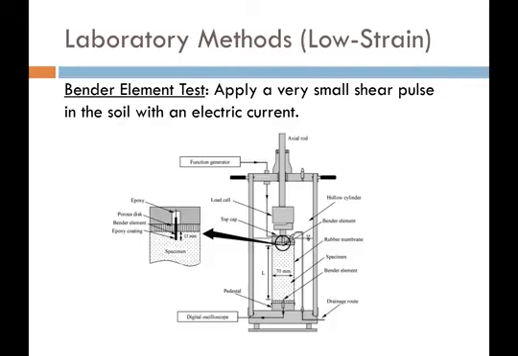The first test I want to talk about is what's called a Bender element test. Bender elements are essentially just little electrodes at the top of the soil sample and at the bottom of the soil sample. We can put them inside of triaxial tests. We can put them inside of direct shear tests. We can put them inside of just plain containers. But all that matters is that we have an electrode on the bottom and an electrode on the top. And what we're going to do is we're going to run an electric current through the soil, and through which we're going to apply a very small but controlled and measured shear pulse into the soil.